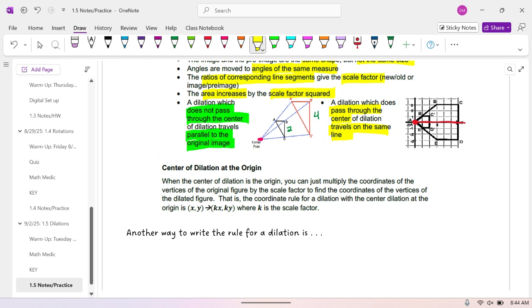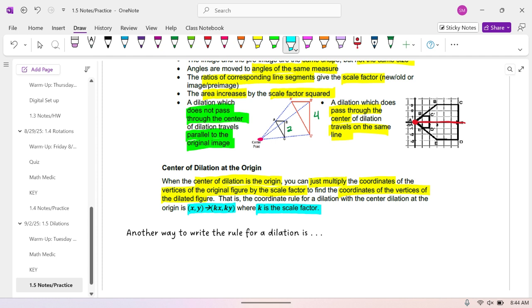Now, when we're talking about the center of dilation at the origin, which is mainly what we're dealing with, we can just multiply the coordinates of the vertices of the original figure by the scale factor to find the coordinates of the vertices of the dilated figure. So in other words, this is our rule. If we start at point (x, y), it'll be mapped onto the point (kx, ky), where k is the scale factor.